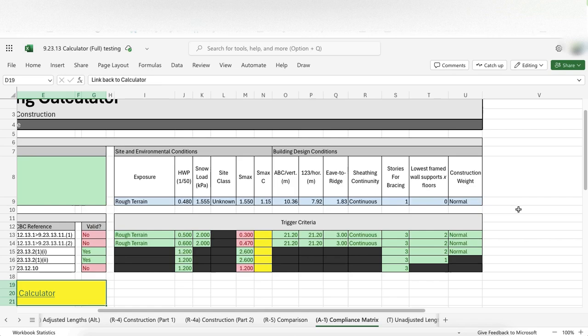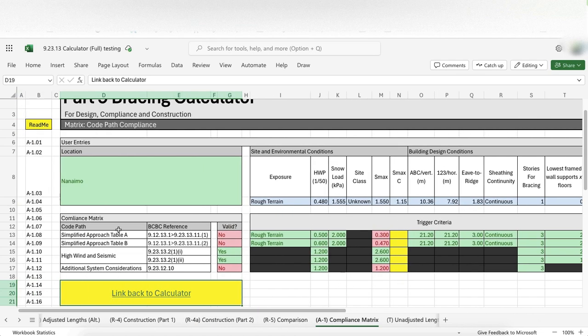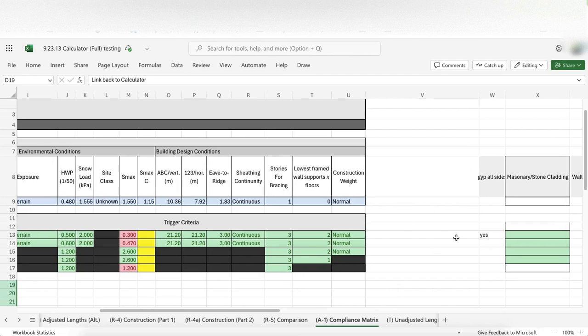There may be a number of different other columns that we could add here. There are a lot of different trigger points that are of interest to people designing lateral bracing systems. These ones are the primary ones to determine the validity of these approaches. But there could be other information that's helpful.